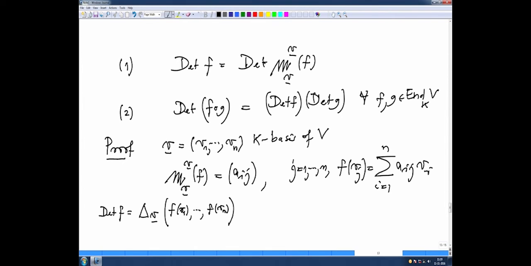Now, determinant of f equal to this, we compute by using this. This is determinant of f times delta v evaluated at v1 to vn. But this is 1, therefore this is determinant of f. So determinant of f is the value of delta v on the tuple f of v1 to f of vn, and now I will substitute f of v1 from this equation, f of v2 from this equation, and so on.